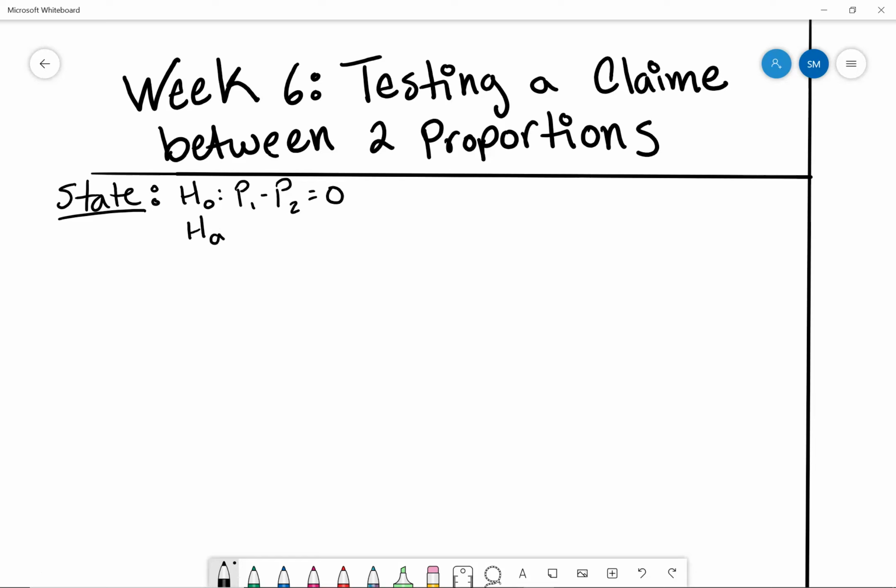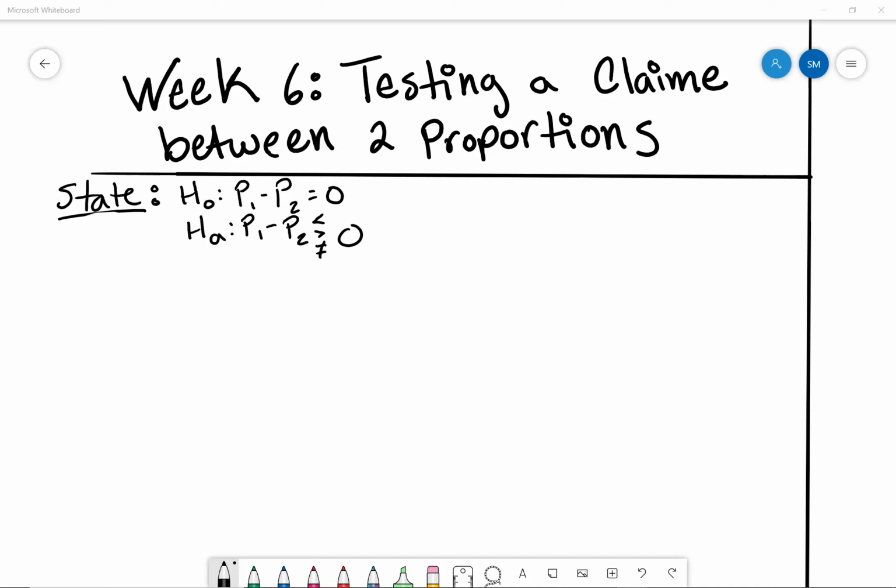Your alternative can be one of three things. It will either be that P sub 1 minus P sub 2 is less than 0, greater than 0, or not equal to 0. We're going to do it the way that we did in the last few videos. So it's going to be one of these three things. It's either less than, greater than, or not equal to.